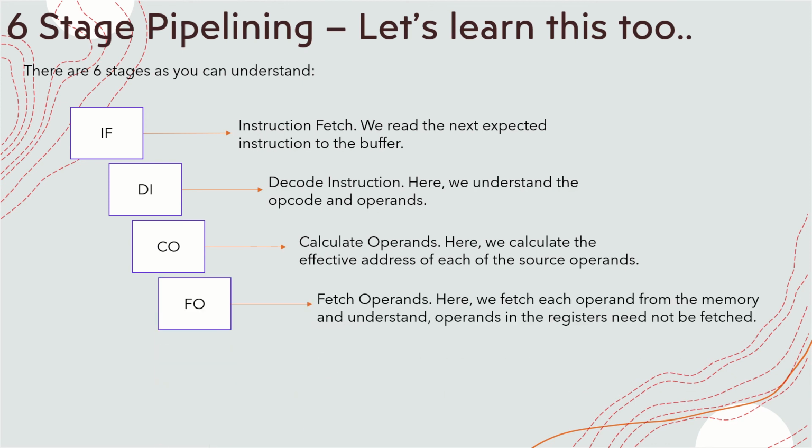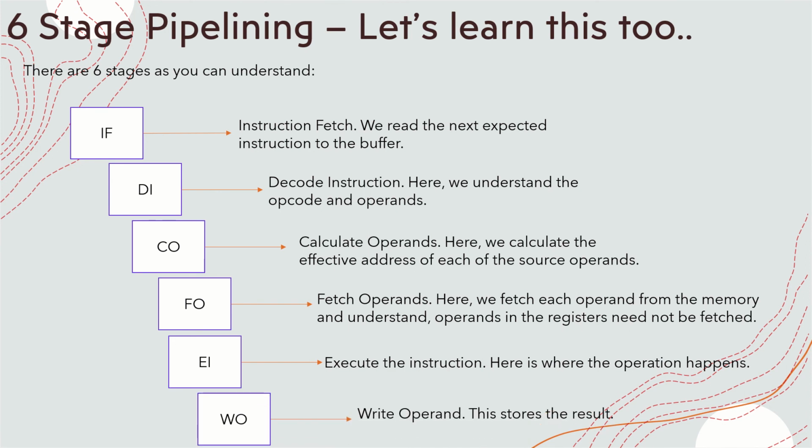The fourth stage is called fetch operands. We are going to fetch the operands from the respective memory locations if needed, or if they are already in the registers, there is no problem, they need not be fetched. And the fifth stage is called execute the instruction. We are going to execute the instruction here and here is where the core operation happens. And the last stage is write. The results are going to be returned. And there are 6 stages now.